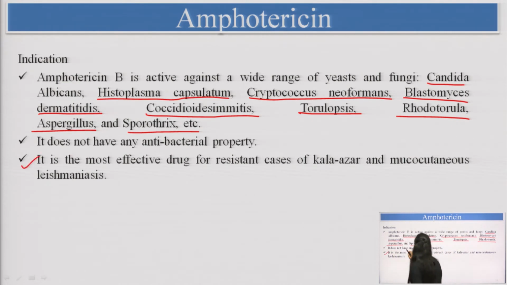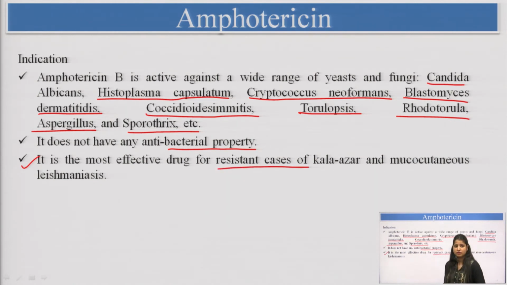Now, it does not have any antibacterial property. It is the most effective drug against the resistant cases of leishmania. So, leishmania which is caused by Leishmania donovani, or some other species are also involved under this. There are two types of leishmania we have seen, the visceral leishmania or the cutaneous or mucocutaneous leishmania. So, it is effective against this condition, Kala-Azar, which is a visceral leishmania, or mucocutaneous leishmaniasis.